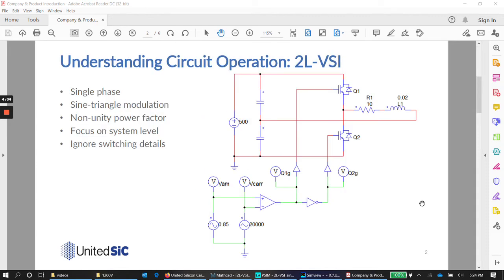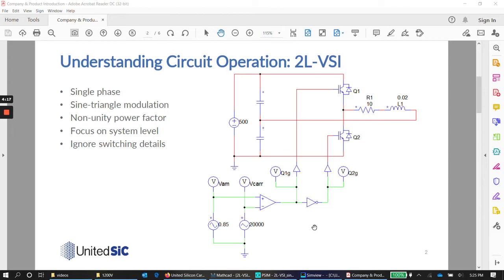To model power losses in a circuit, we must first understand how the circuit works. So a behavioral simulation is extremely useful for this. I like to use PSIM. So let's look at a single phase of a two-level voltage source inverter as an example.